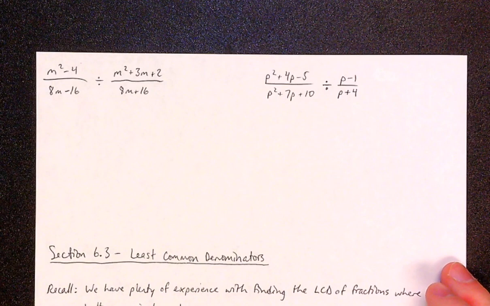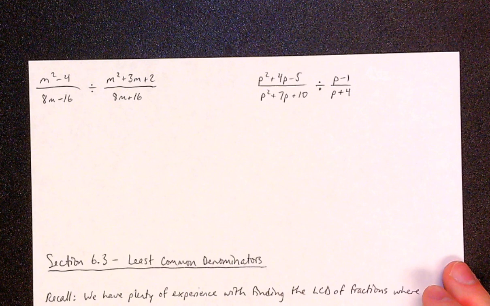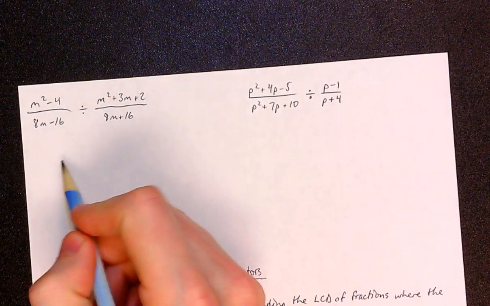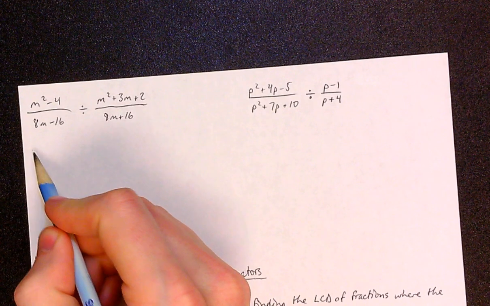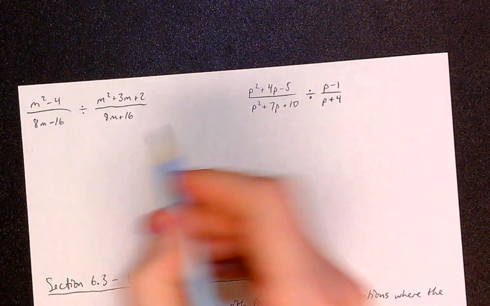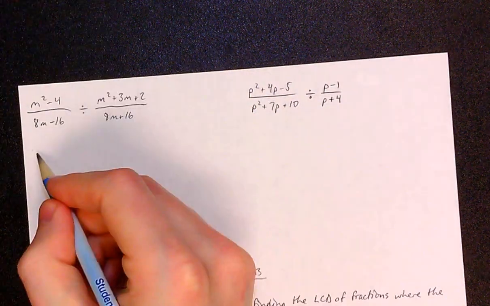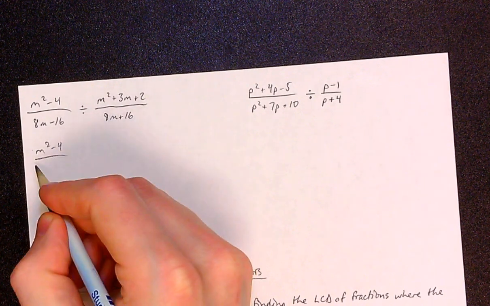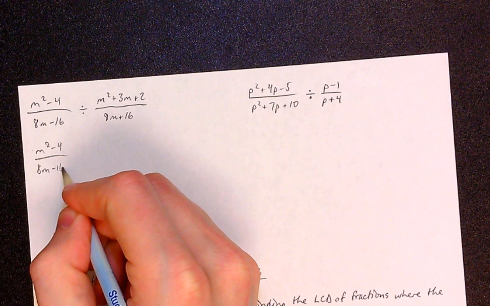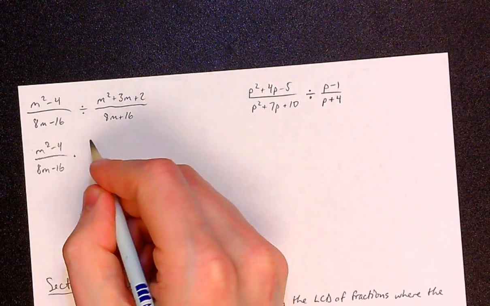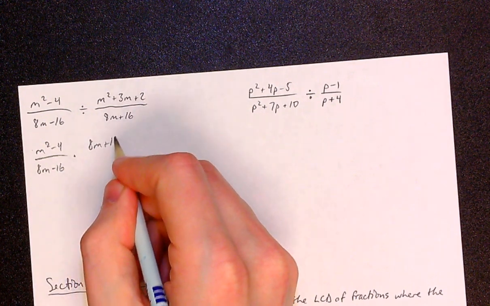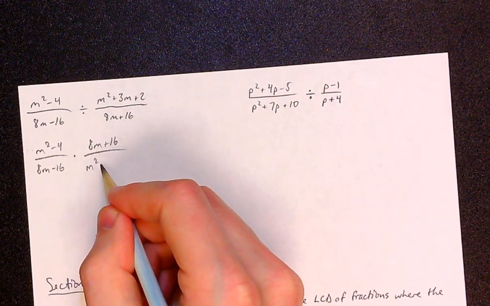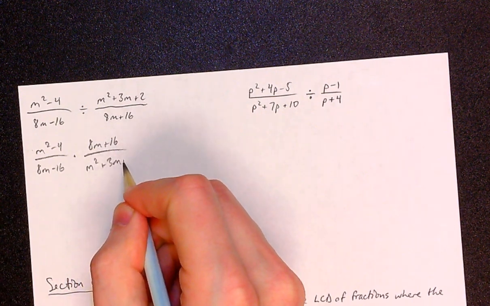Going over here, doing some more complicated ones that are a little bit more involved. Looking at this one here, we will change the division into multiplication. (m squared minus 4) divided by (8m minus 16) times (8m plus 16) divided by (m squared plus 3m plus 2).